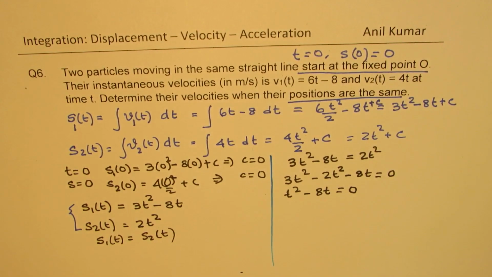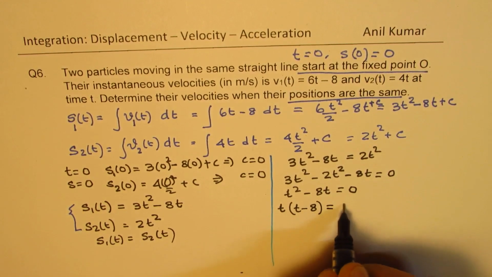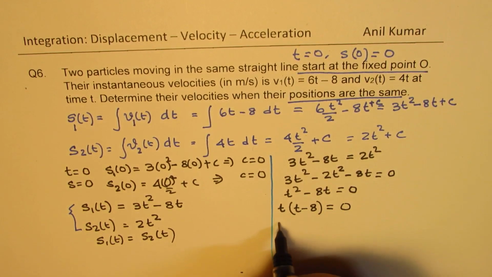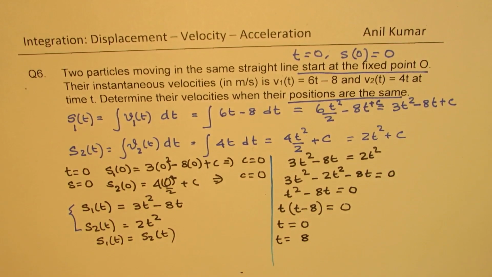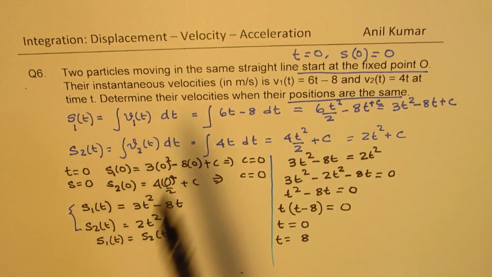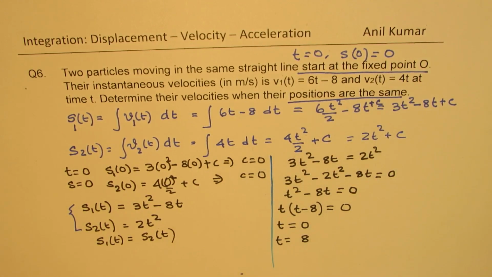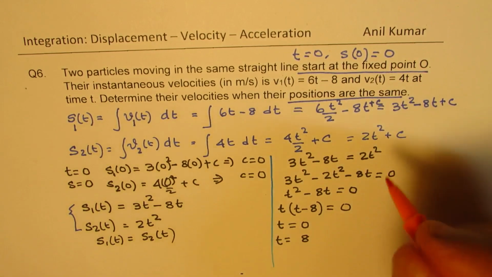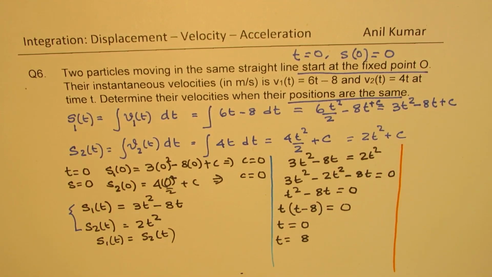Now you can take t common. If you take t common, we get t times (t minus 8) equals 0. Now this equation is true for t equals 0 and also for t equals 8. Now we have already considered 0, right? Now it says determine their velocities when their positions are the same. So now the question is not very clear. Is it at the starting point? Because there are not two positions.